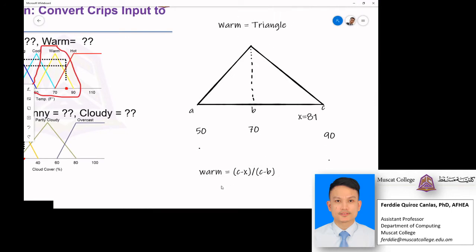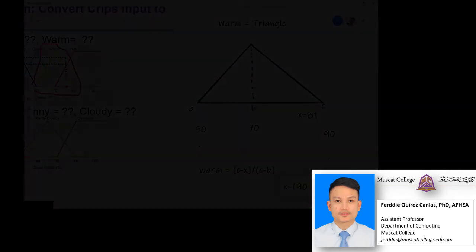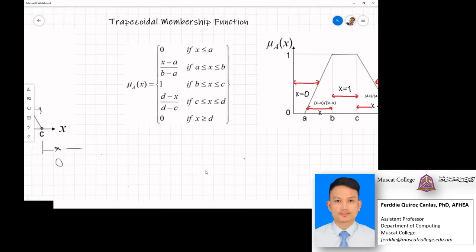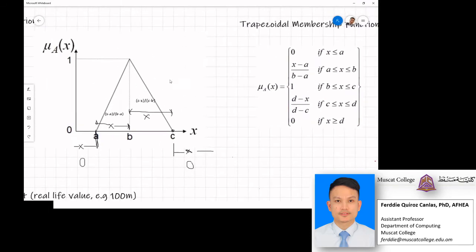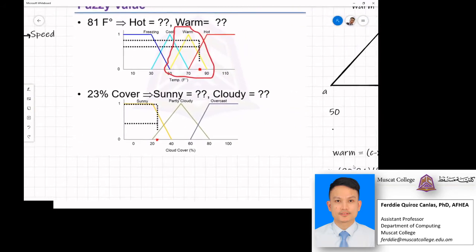Okay? So in this case, what will be the value of X? So you just have to substitute here. X would be C, which is 90, minus X, which is 81, divided by C minus B, which is 90 minus 70. Okay, I repeat, for those who are not here, since X is between B and C, you just have to go to your figure here, the formula I discussed to you last time. We're going to use this. It's between here. That's why we got this equation here.